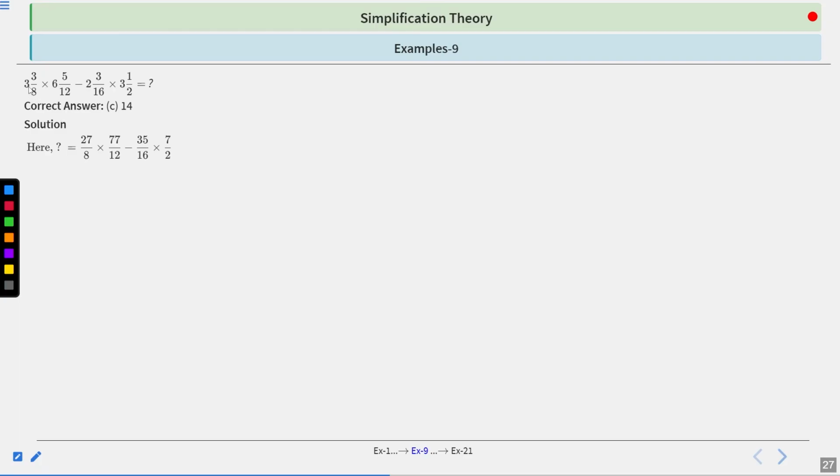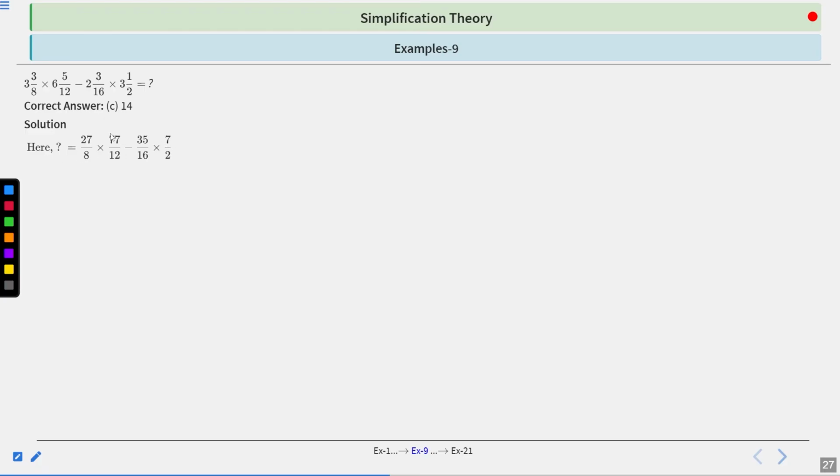Now 8 into 3, 24 plus 3, 27 upon it. Next one is 6 into 12 plus 5. So it will become 77 upon 12. 2 into 16 plus 3, it will become 35 upon 16. 3 into 2 plus 1, which becomes 7 by 2.